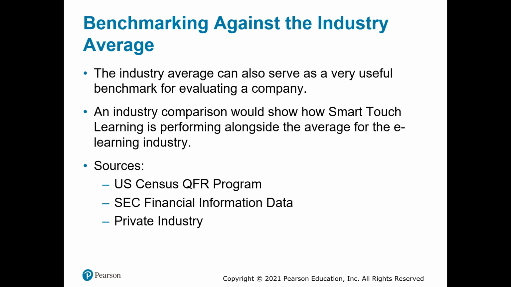Well, there are different places that you can go and find an industry average. The U.S. Census has a QFR program, the Quarterly Financial Report Program, where they go through and analyze a bunch of financial reports to give people this information to work with. The SEC will also have something that's incredibly similar, with data about a bunch of different entities. But in today's day and age, the best way to get useful information about the industry that you compete with is to go into the private industry itself.